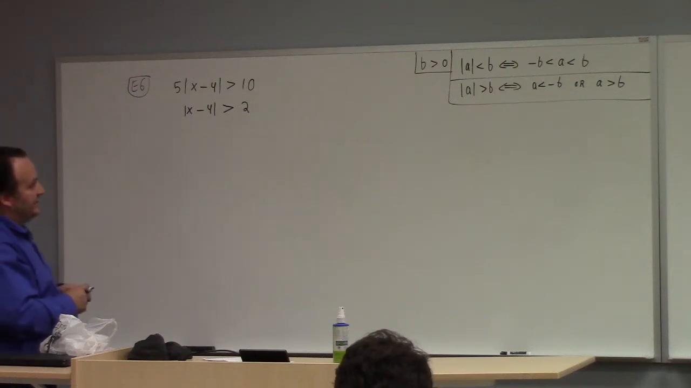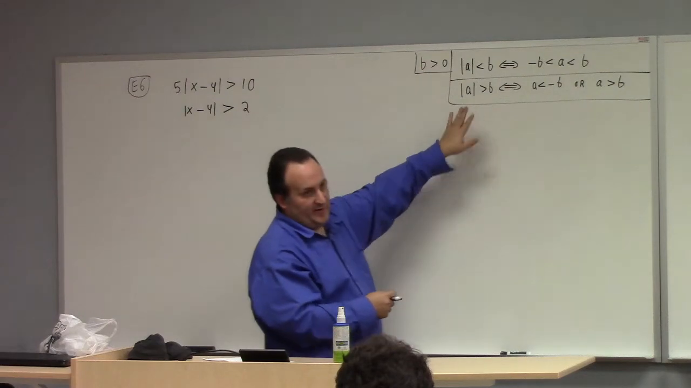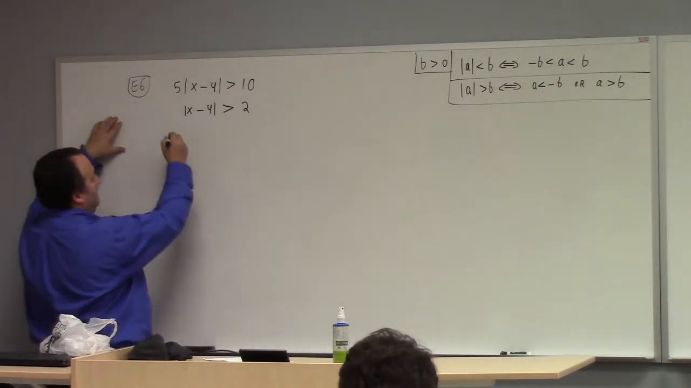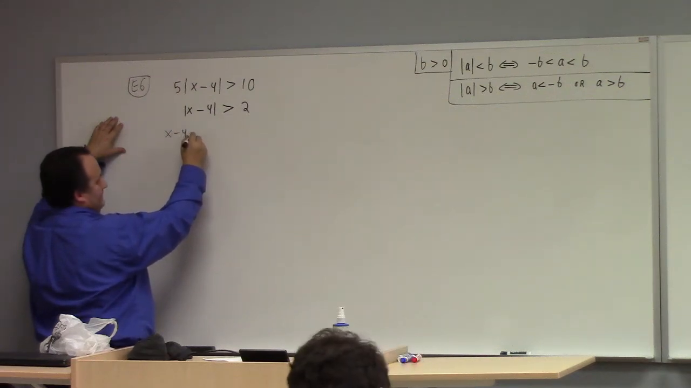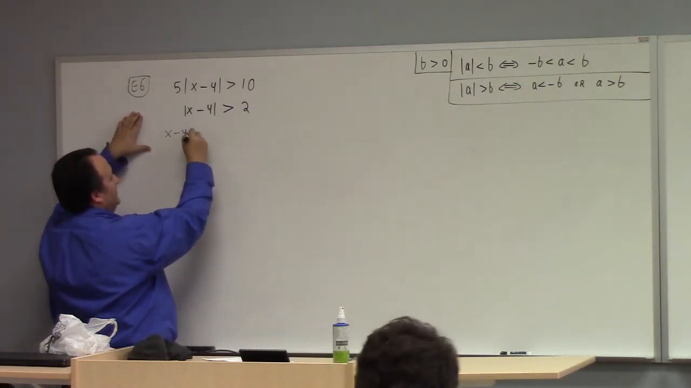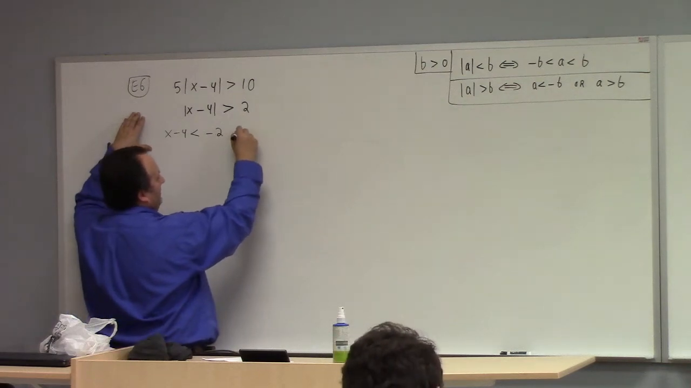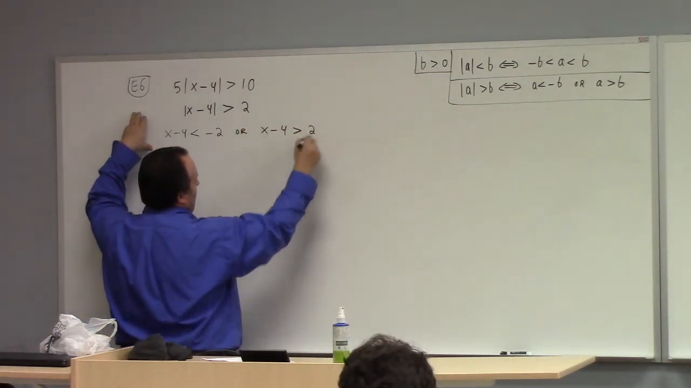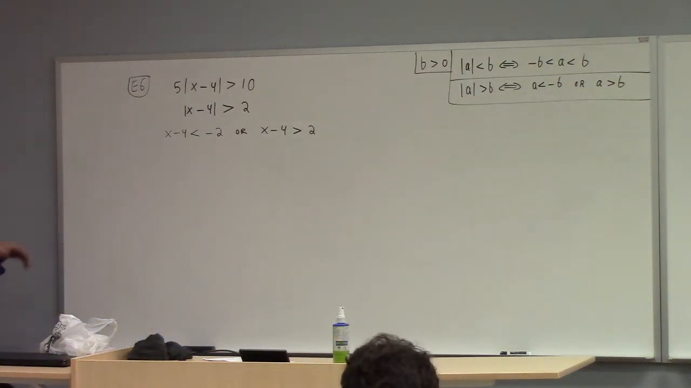It's a greater than absolute value problem, right? So I'm forced to use this theorem right here. So x minus 4 is greater than 2. Well, yes, but I insist on us writing the less than one first. I mean, x minus 4 less than minus 2, and then or x minus 4 is greater than 2, right? These are disjoint cases. We have to treat them separately, right?